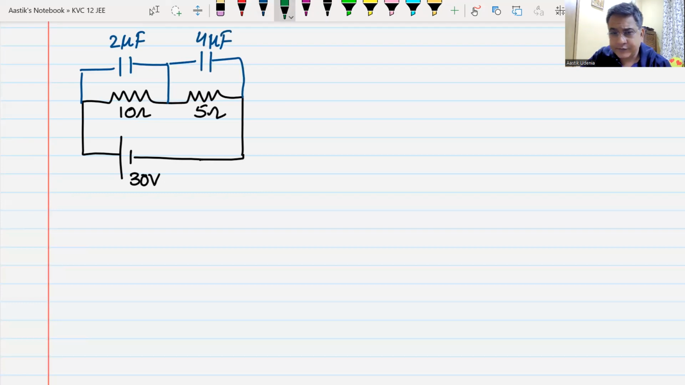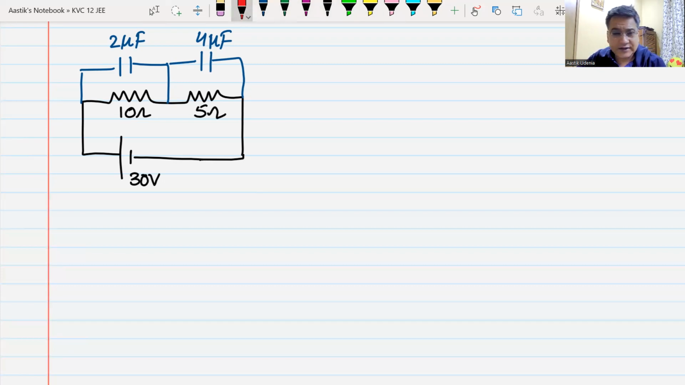Anyone sees this question? Can you find out the charge on both capacitors? When I say charge on both capacitors, I mean charge at steady state. Can you find out the charge on both the capacitors at steady state? How are you going to find it out?